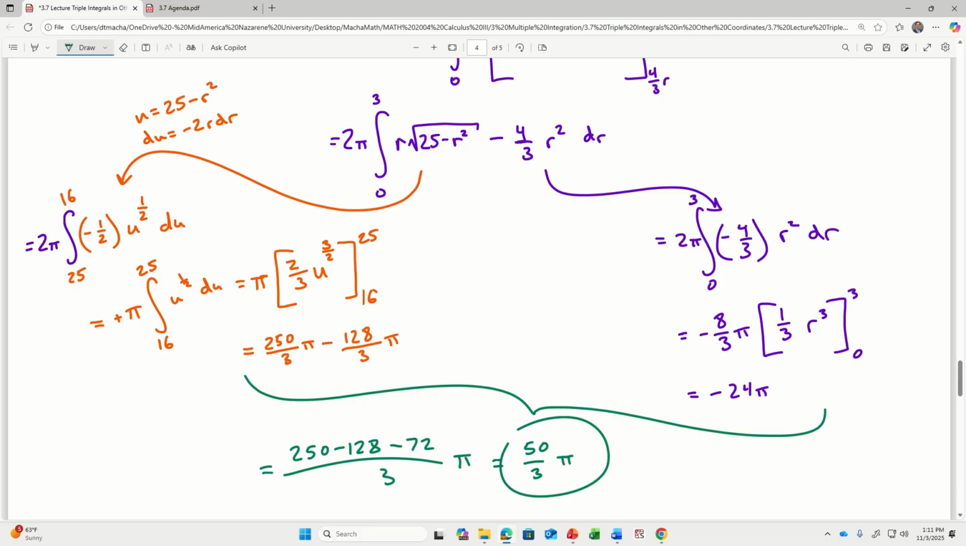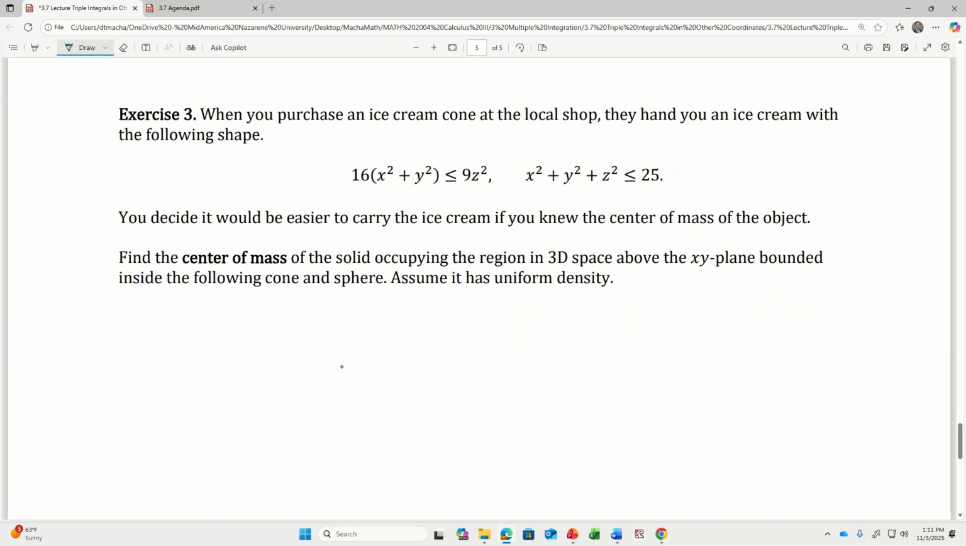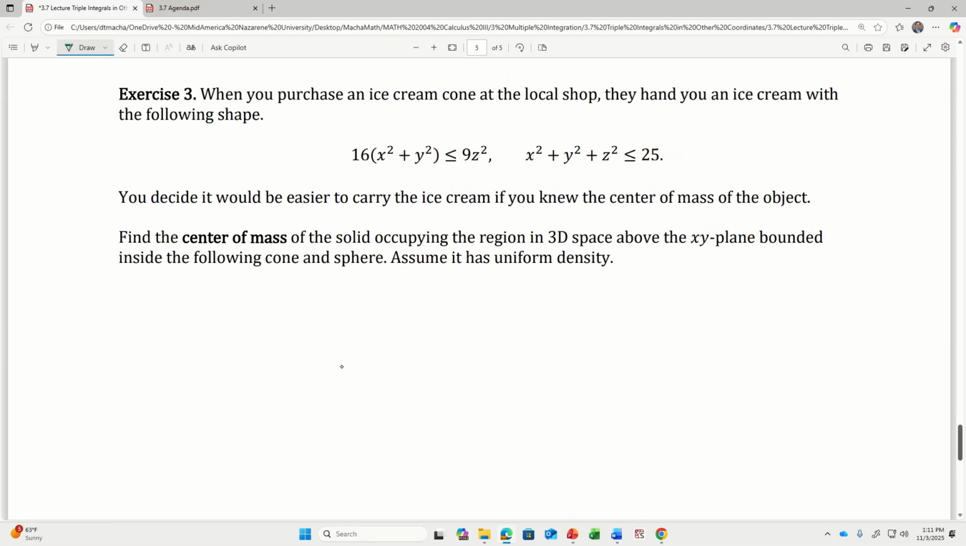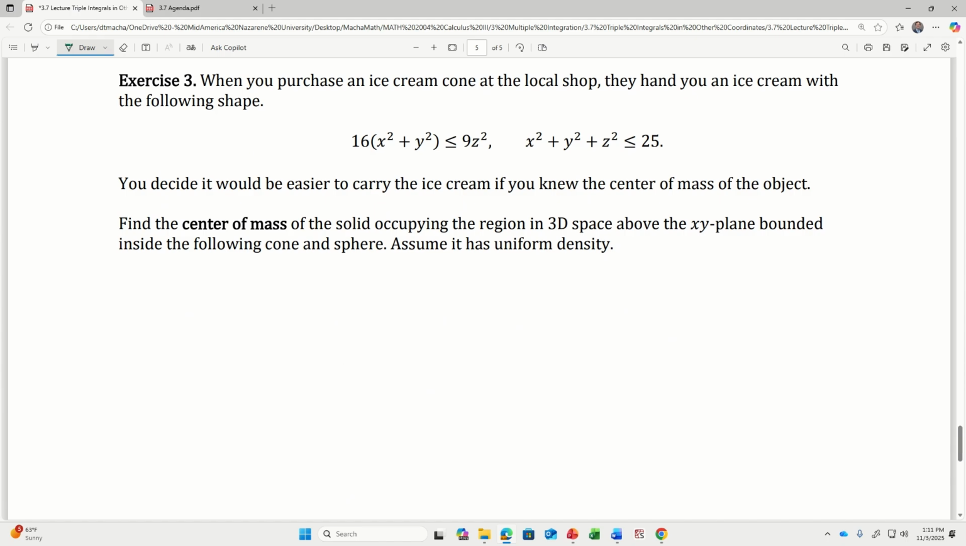Okay. What else? There's some of these questions on the homework under exercise 3 that say, when you purchase an ice cream cone at the local shop, they hand you an ice cream with the following shape. Oh, look, it's the same question. These are long questions, so I keep them the same. This lecture would take way too long if I was going to choose 3 different shapes. At least we're already familiar with this shape.